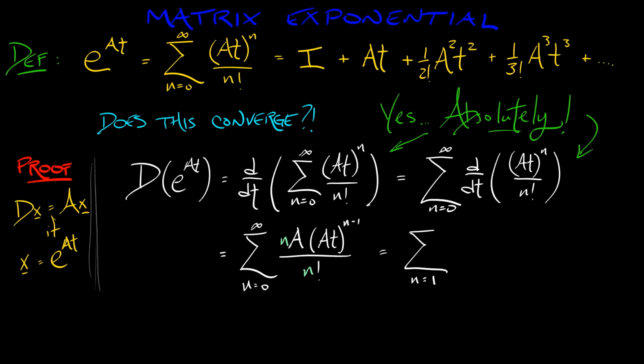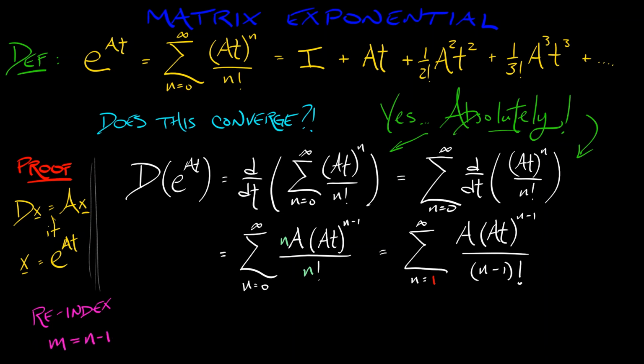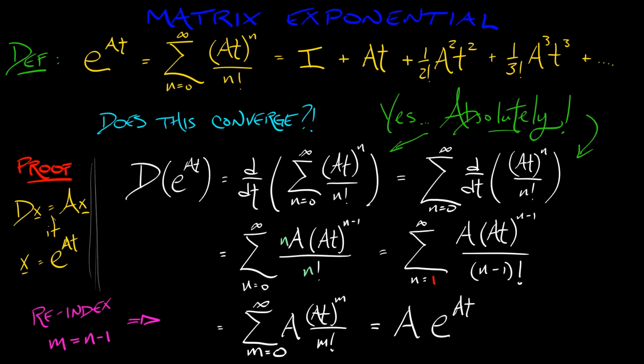N goes from 1 to infinity. I have to be a little careful with the indexing here because of that cancellation. The sum n goes from 1 to infinity of a times quantity at to the n minus 1 divided by n minus 1 factorial. And now I see what? I see something like an exponential in there. If I re-index, if I say that m is equal to n minus 1, then this really becomes a sum as m goes from 0 to infinity of a times quantity at to the m divided by m factorial. Because a is like a constant, I can pull it out of the summation, and I get a times, by definition, e to the at. And that's it. That's our proof.